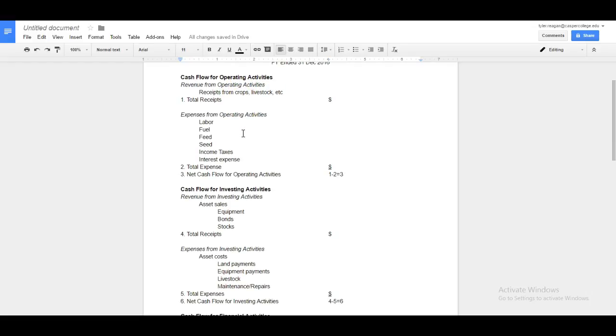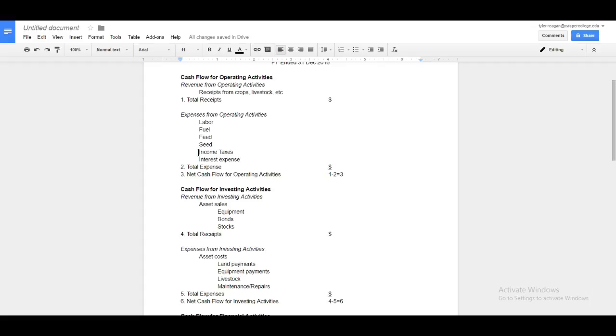Then you're going to deal with these expenses of operating activities. What are some of the expenses associated with actually producing these products? Well, in the agricultural sector, you have things such as labor, fuel, feed, seed. Another expense that you may not think of right away is income taxes. How much did you have to pay in income tax this year? Because taxes really and truly are a cost, and that's going to be a cost to produce these particular products.